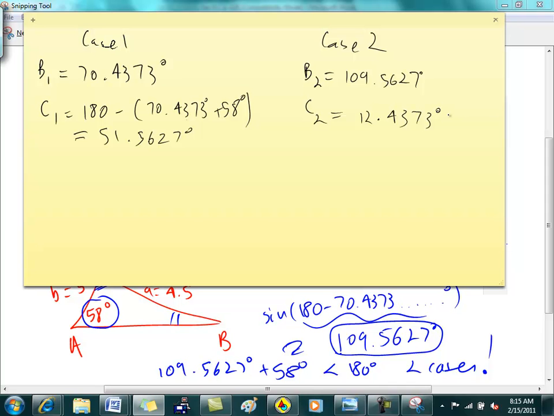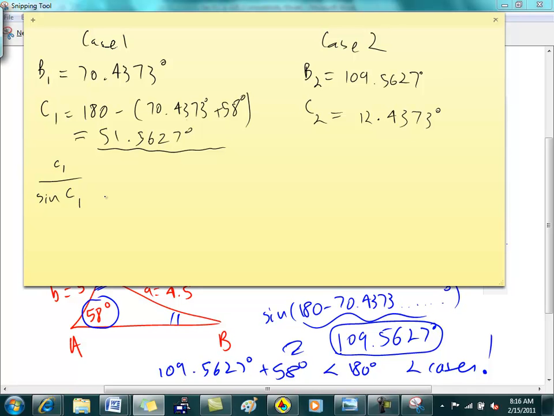Now, we've got the two angles. We've got two sides, so I need to find the side C. So to find the side C, I'm going to go C1 over sine C1, well, I told you in the beginning, this is the pain in the ass case. So I'm assuming you've got this stored away, okay? Store that away. Don't use 51.5627. Store it away. I'm going to call it C1.